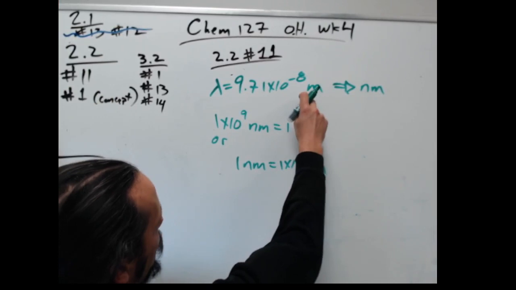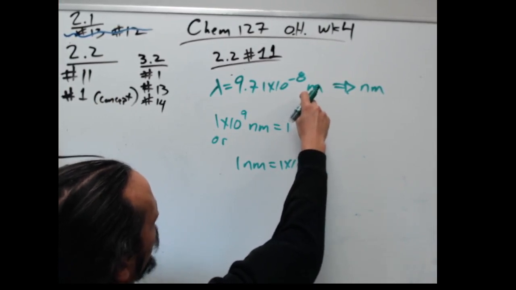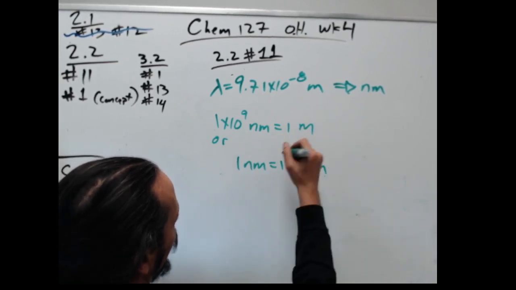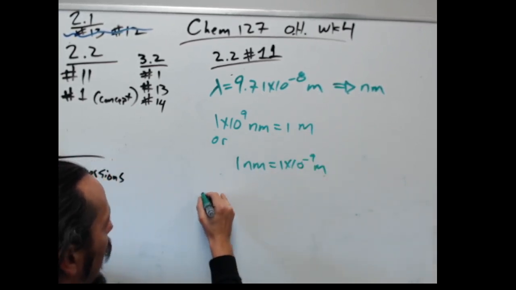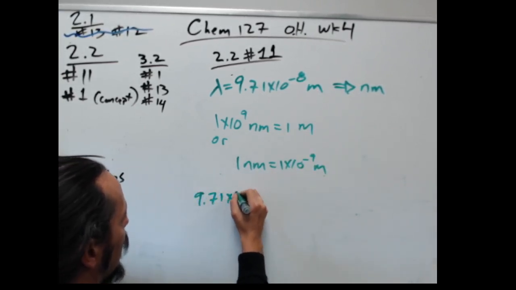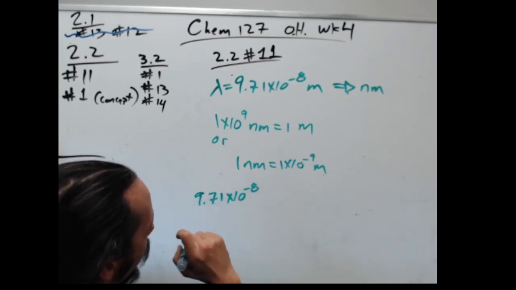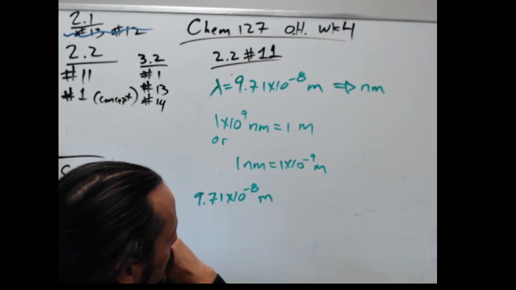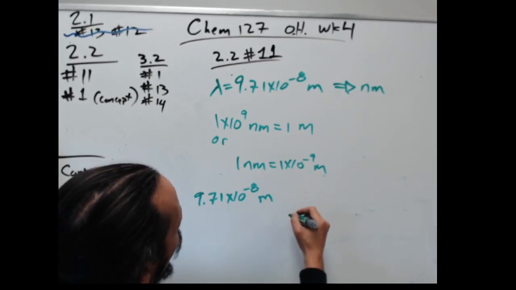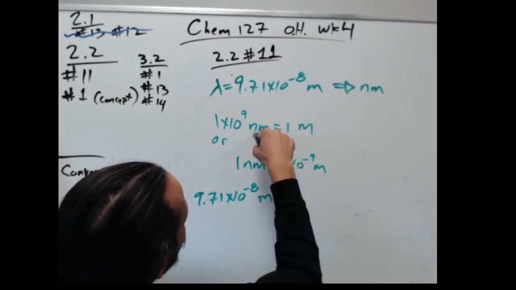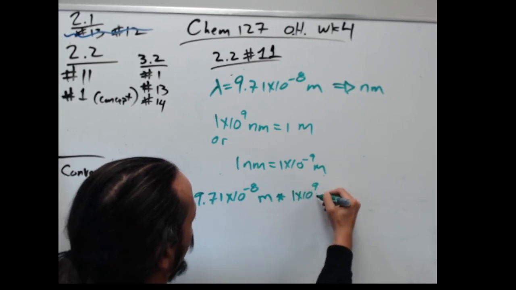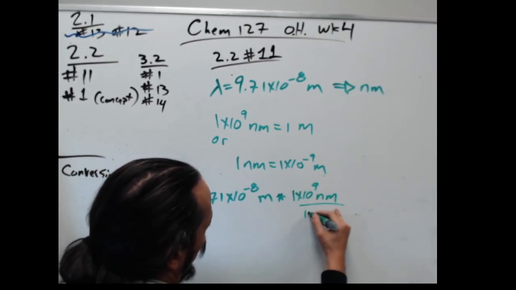Since it's already in meters, I'm going to want it in nanometers. So I'm going to use this first one. I think this first one is going to be a little bit easier. So I'm going to have 9.71 times 10 to the minus 8 meters. Actually, I'm going to do this one. No, let's do this first one. Times 1 times 10 to the positive 9 nanometers for 1 meter.